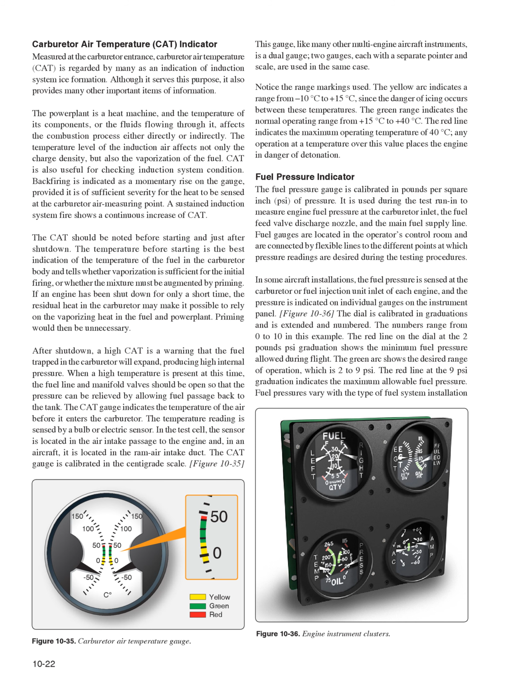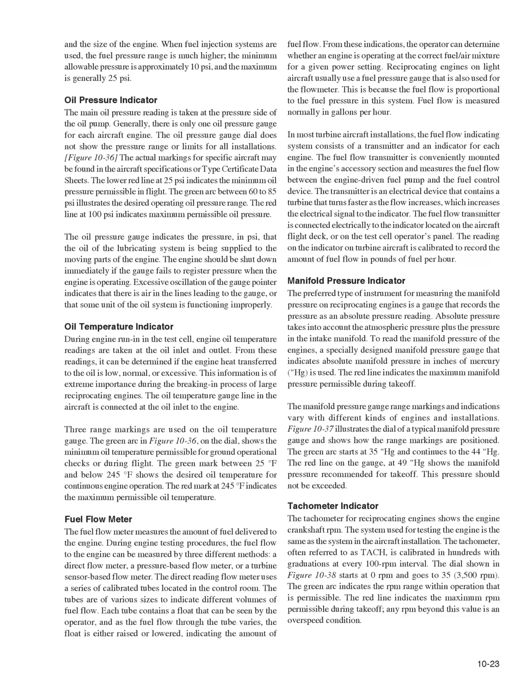The red line on the dial at the 2 psi graduation shows the minimum fuel pressure allowed during flight. The green arc shows the desired range of operation, which is 2 to 9 pounds per square inch. The red line at the 9 pounds per square inch graduation indicates the maximum allowable fuel pressure. Fuel pressures vary with the type of fuel system installation and the size of the engine. When fuel injection systems are used, the fuel pressure range is much higher. The minimum allowable pressure is approximately 10 pounds per square inch, and the maximum is generally 25 pounds per square inch.